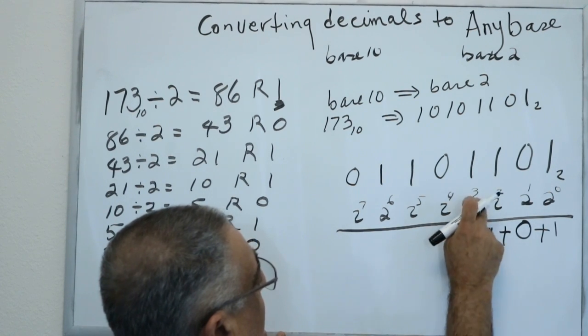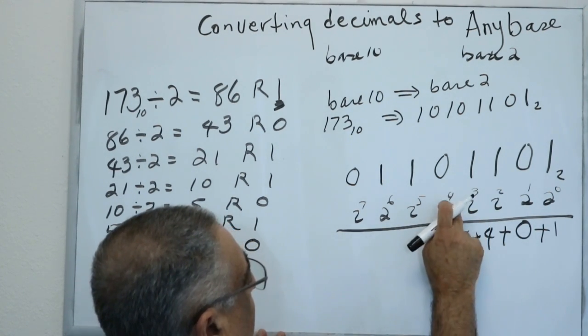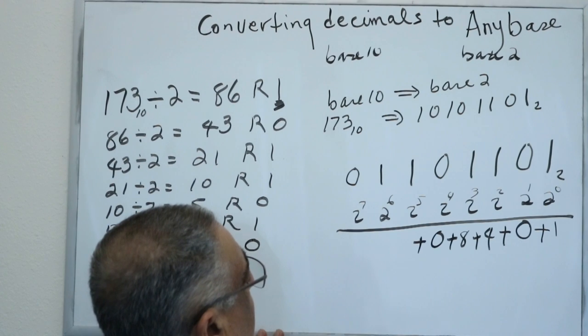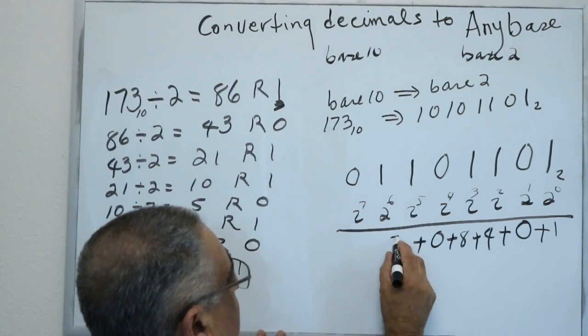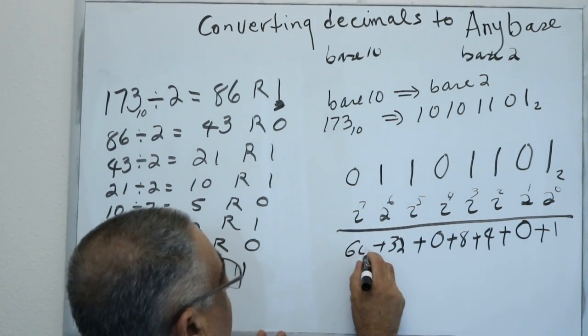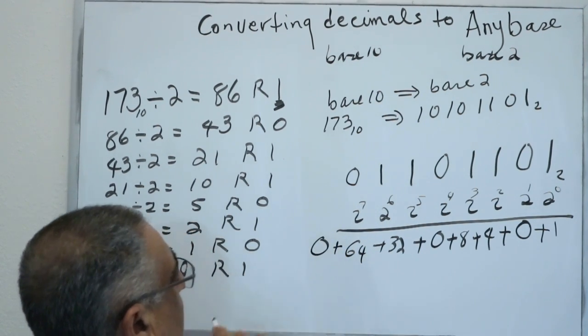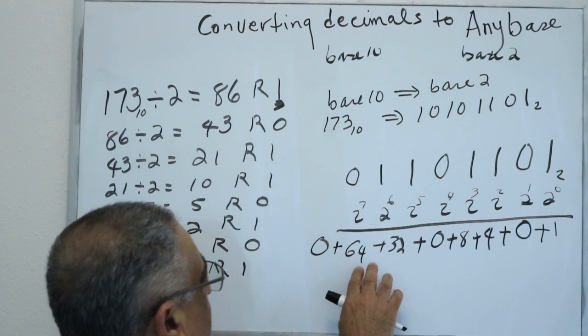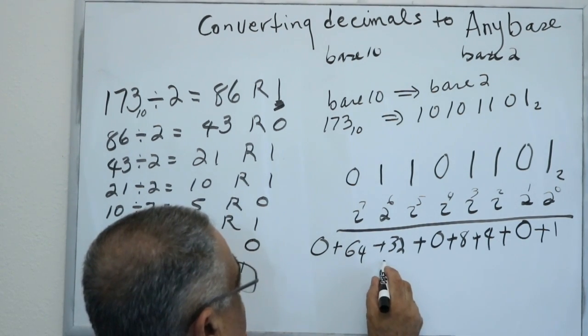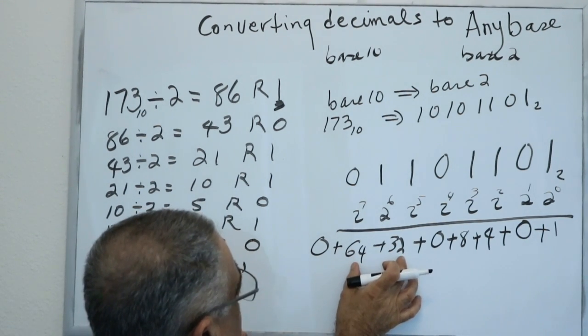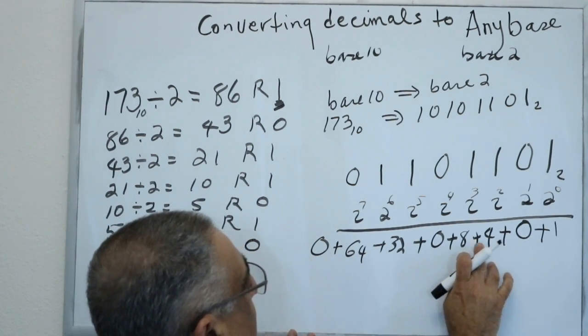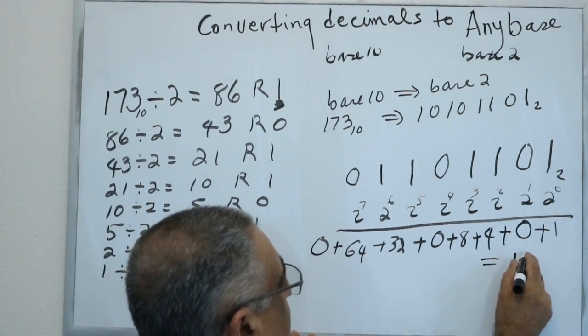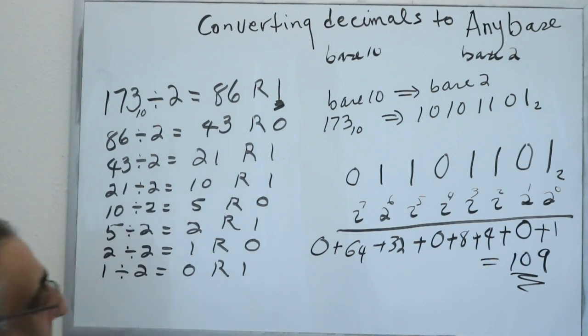I have 1 unit of 4. 2 to the 3rd is 8. I have 1 unit of 8. 2 to the 4th is 16. 0 units of 16. 2 to the 5th, 32 units of 1. 64 units of 1. And then 0 units of 128. When I end up adding this number, I get 96. That's 100. This is 108. So this gives me 109. This is the first method, where you raise to the power.